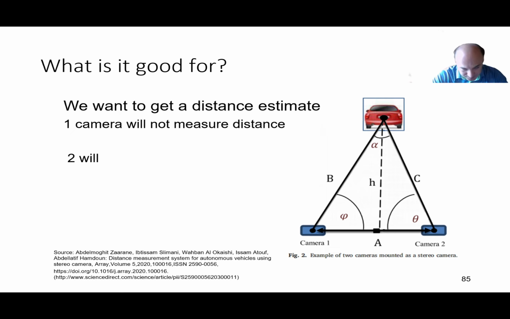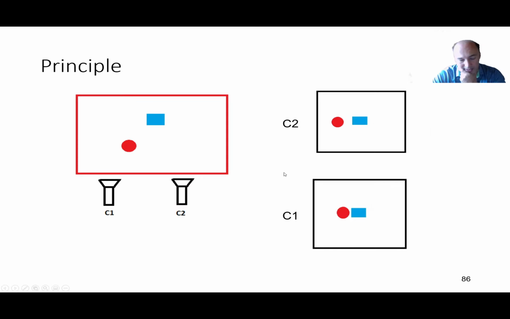So let's take a look at how we can do it. So let's say I have a scene like this. This is a view from the top. So I have camera 1, and here I have camera 2. And I have two objects, just to make it simple. So I have a red ball, and I have a blue cube here.